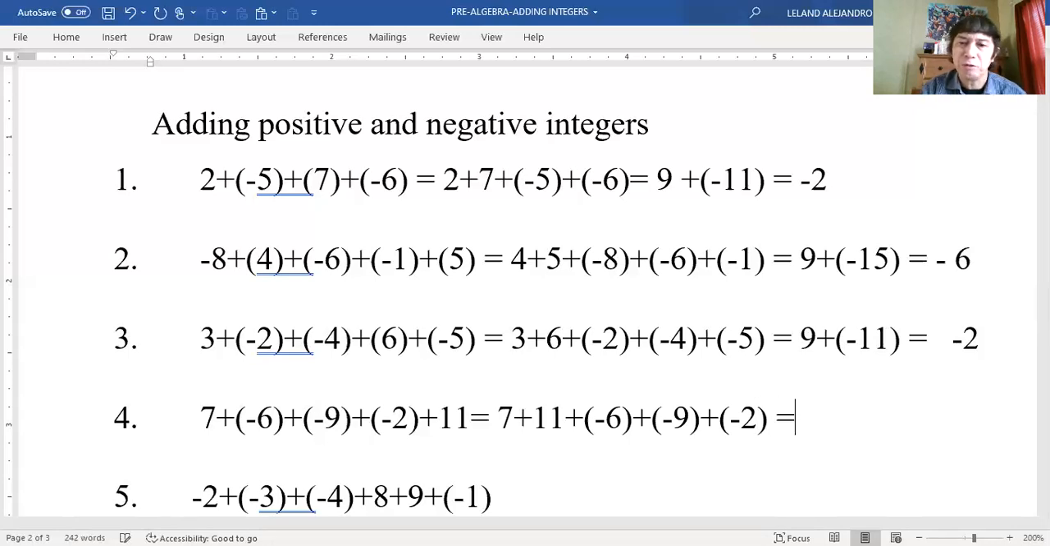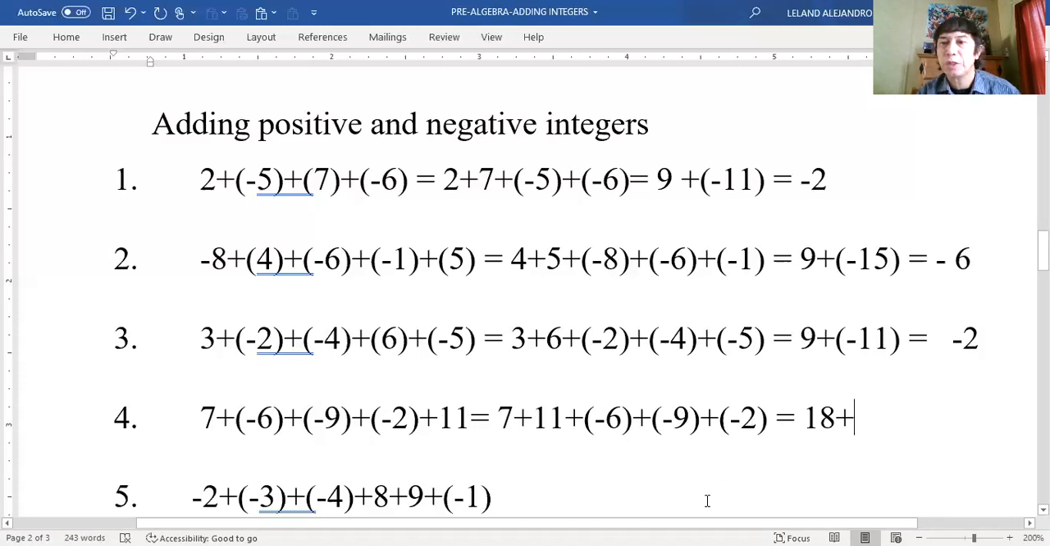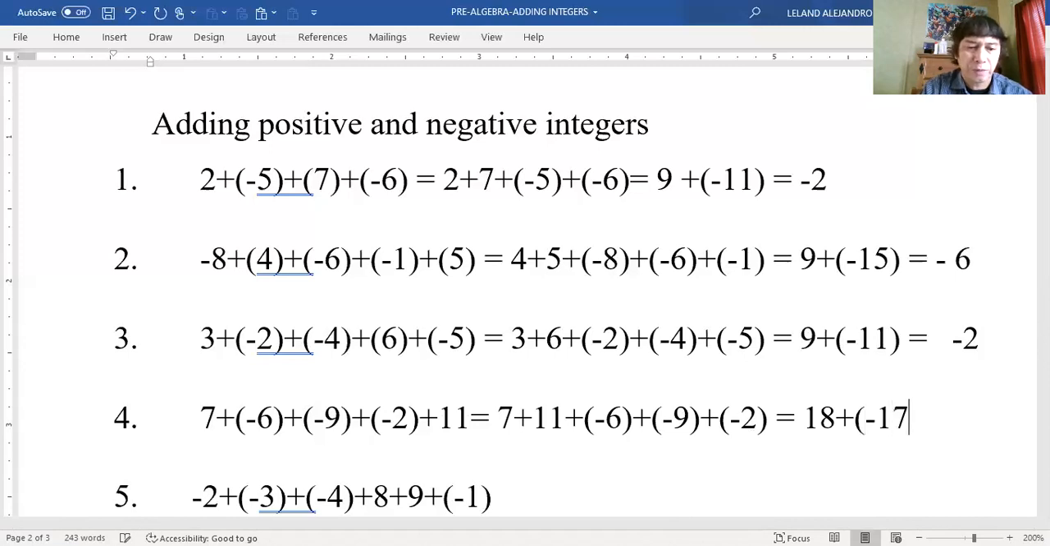And so we continue. We add the 7 and 11. That should be 18. And then we add the sum of the negatives. All right, so the sum of the negatives is negative 6 plus negative 9 plus negative 2. How much is that? That should be negative 17. So we're going to continue with negative 17 here. There. So it's now 18 plus the negative 17.